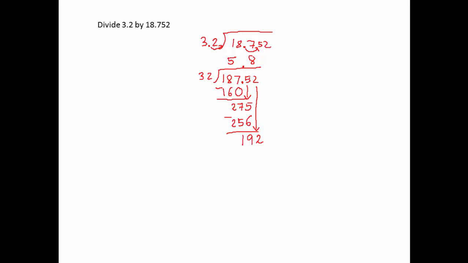Now how many times can 32 go into 192? I guess 6 times. Let's do the multiplication. 6 times 32. So 6 times 2 is 12, so we have 2, carry 1. And then 6 times 3 is 18, plus 1 is 19. So now 192 minus 192 is 0. So we have a remainder of 0. So this would be our answer, 5.86.